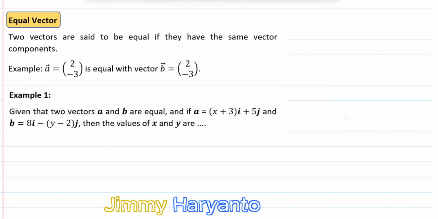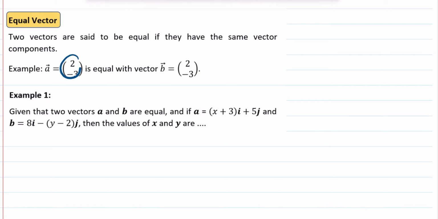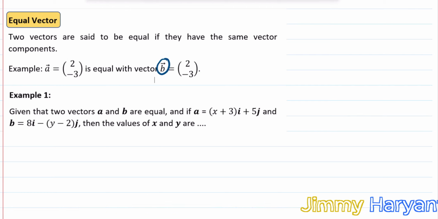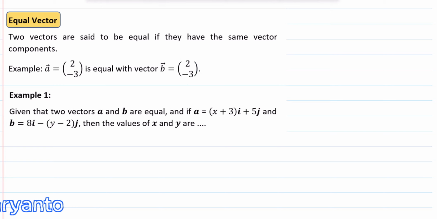Example: A, we have 2 and negative 3 right here. That means A will be equal to B because B is also 2 and negative 3. So as you can see, the components have to be the same. The i component and the j component have to be the same.